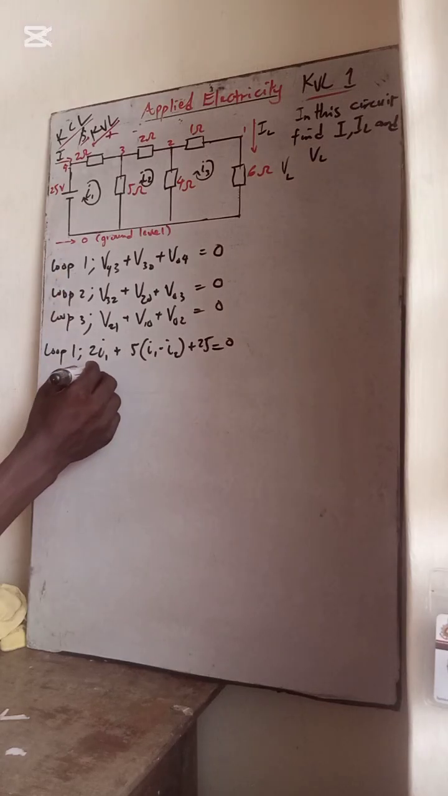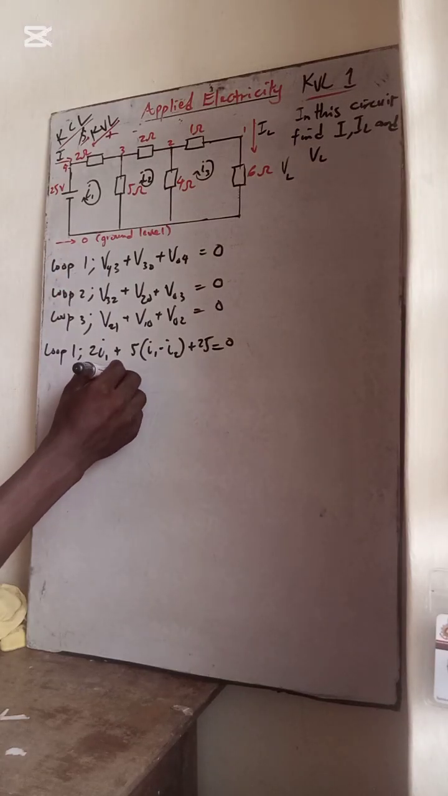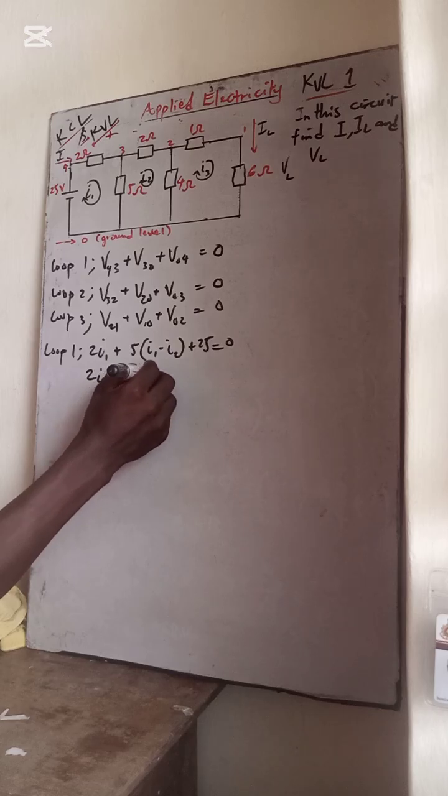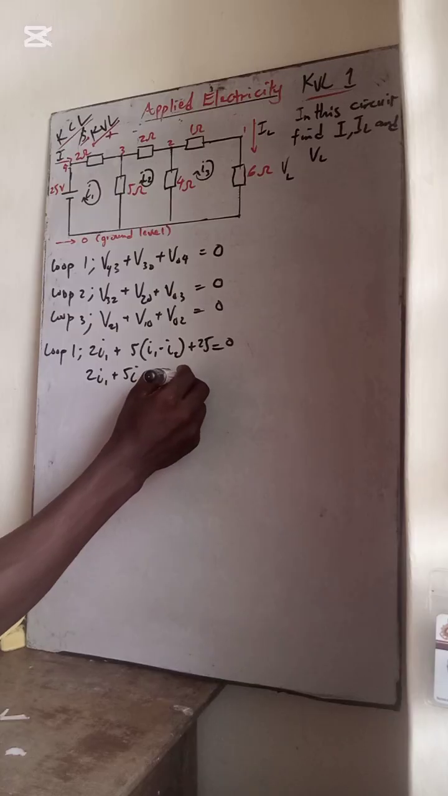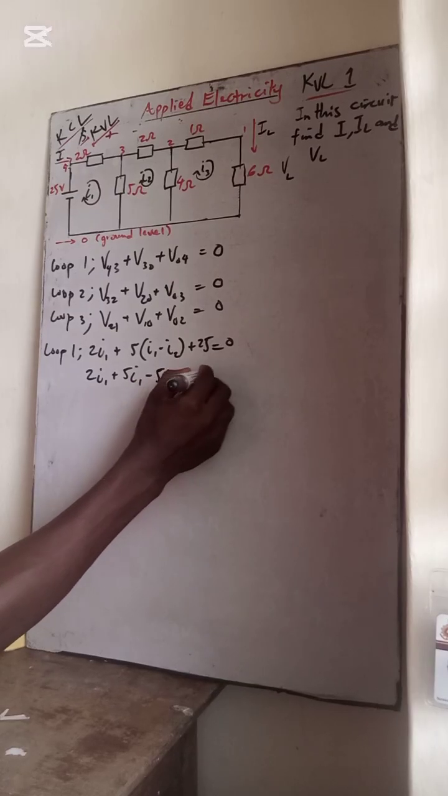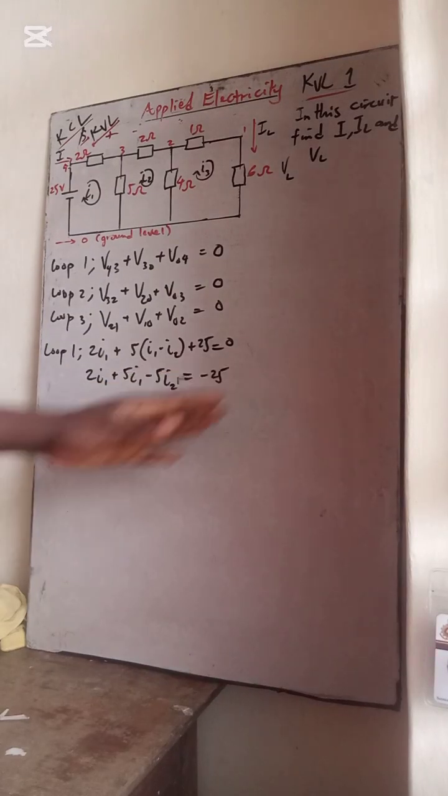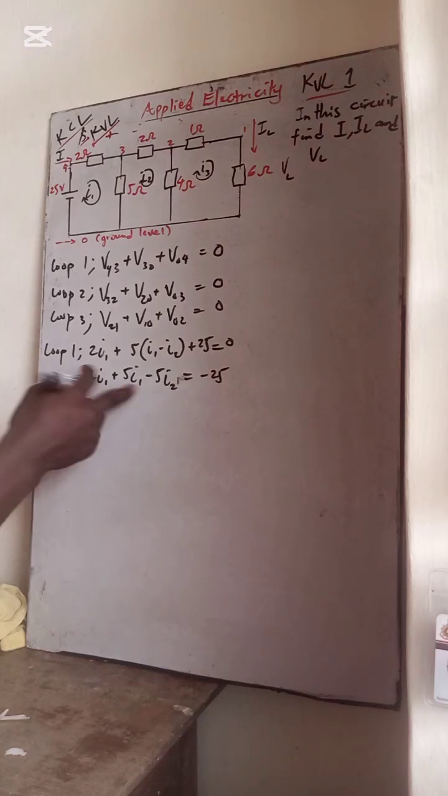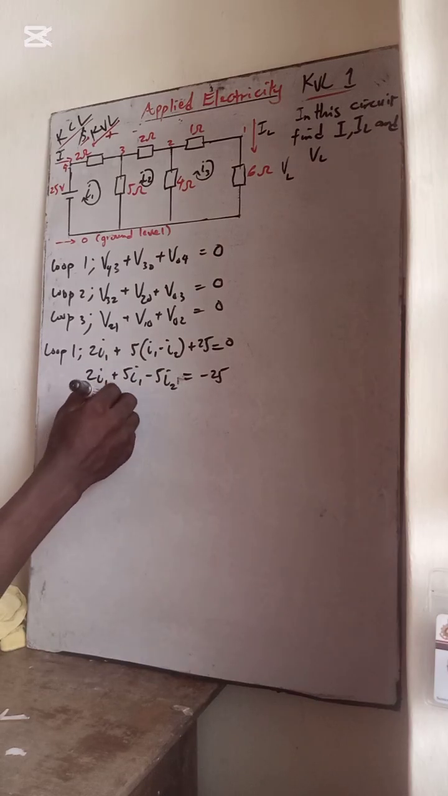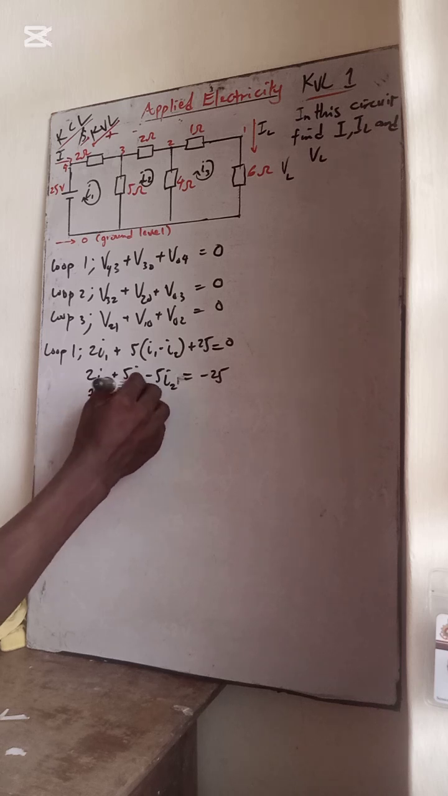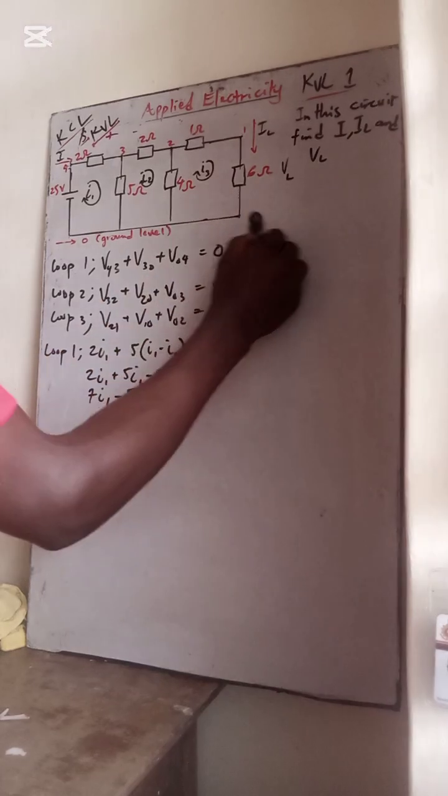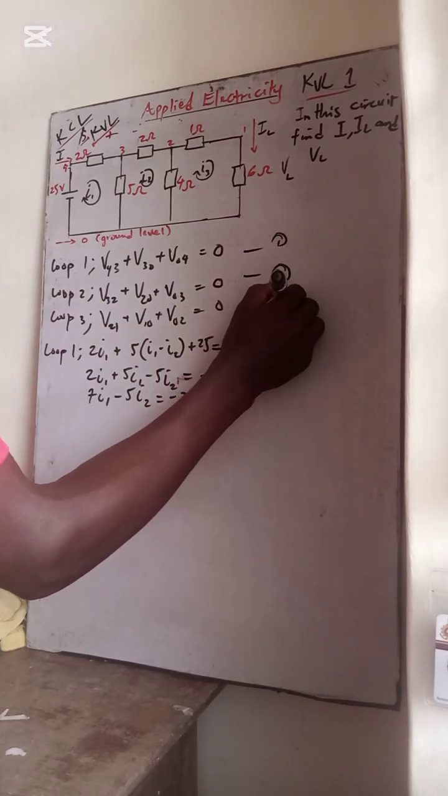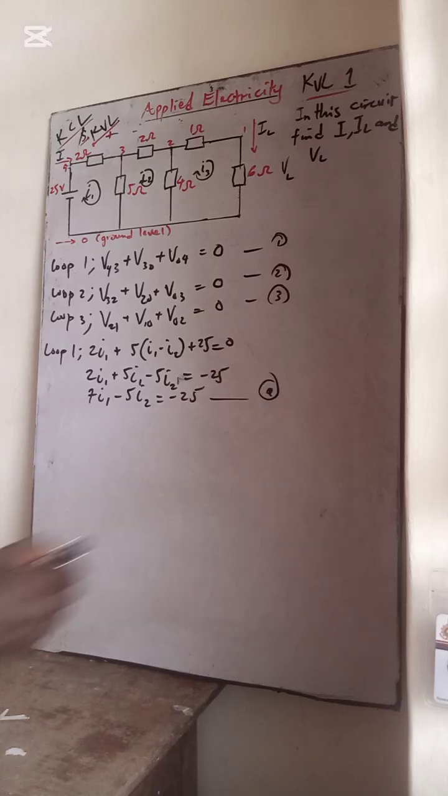So let us simplify now. We have 2I1 plus 5I1 minus 5I2 equals minus 25, since that one is given to us already. So this one will be 7I1 minus 5I2 equals minus 25. If this one is equation 1, equation 2, equation 3, this one will be equation 4. So do we get it? So let's use loop 2 now.